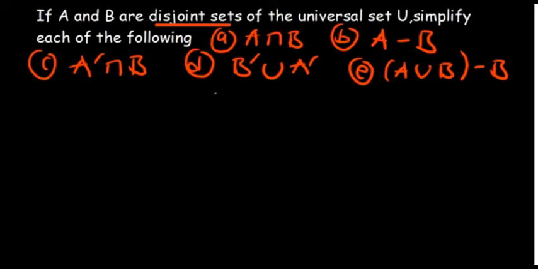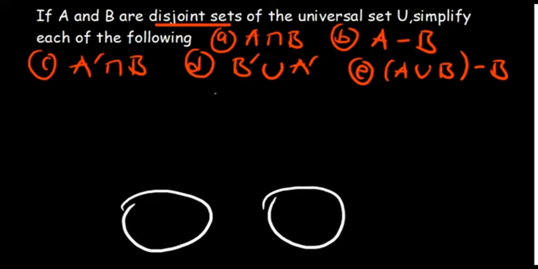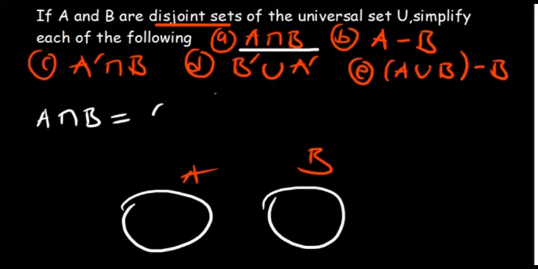So let me draw them down here. So we have our A and our B. So these are disjoint sets. Now looking at the first part of the question, which says A intersection with B. Is there any region where these guys are intersecting? Absolutely not. So A intersection B is an empty set. We've answered the first part of the question.